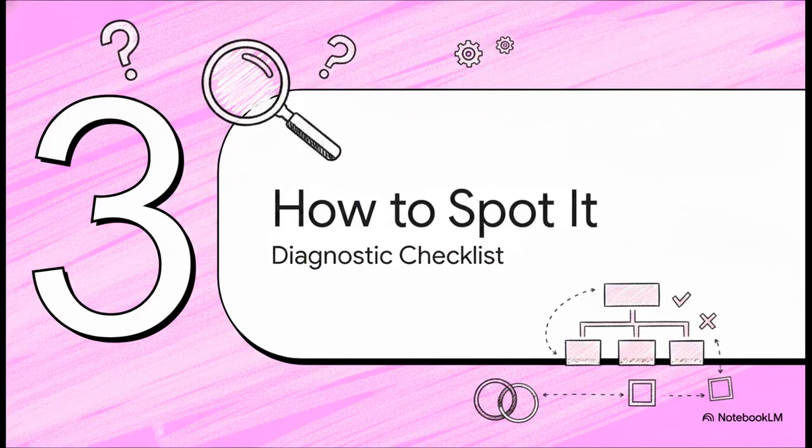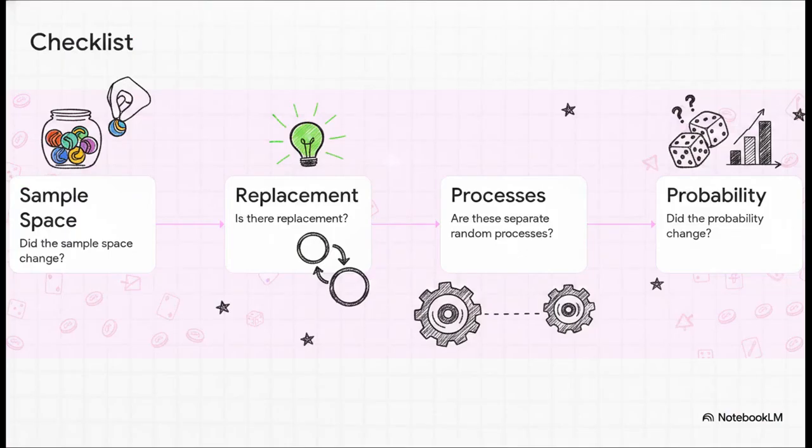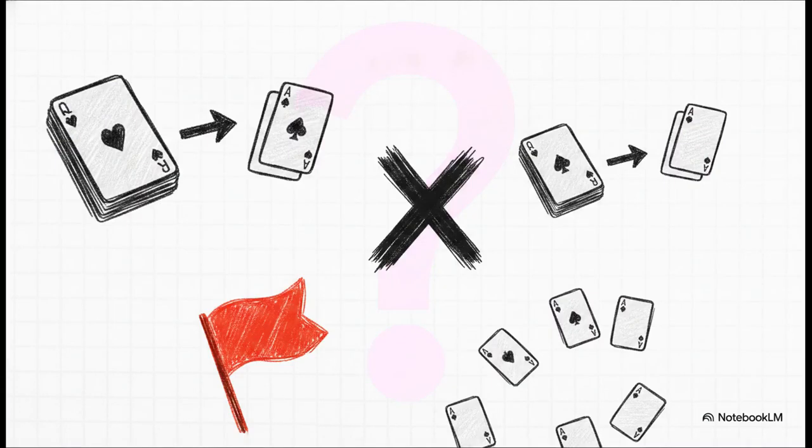So, part 3, how to spot it. Let's look at the diagnostic checklist. Here is a 4-question checklist you should run through before you ever write down a formula. Number 1, did the sample space change? Number 2, is there replacement? Number 3, are these separate random processes? And 4, did the probability change? I really want you to pay special attention to number 2 here. The phrase with replacement is a massive flashing green light for independence. It essentially means you hit reset on the universe, bringing it back to its exact starting state before that second event even happens. Let's put that checklist to the test with a quick check.